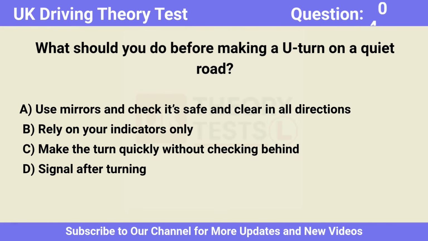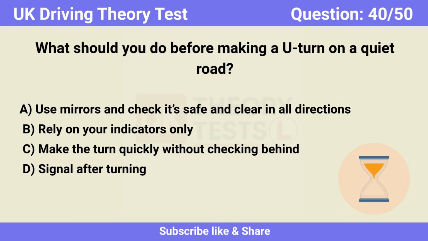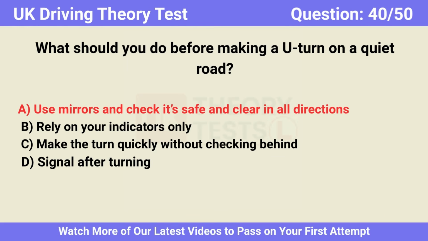What should you do before making a U-turn on a quiet road? A. Use mirrors and check it's safe and clear in all directions. B. Rely on your indicators only. C. Make the turn quickly without checking behind. D. Signal after turning. Correct option is A. Use mirrors and check it's safe and clear in all directions.